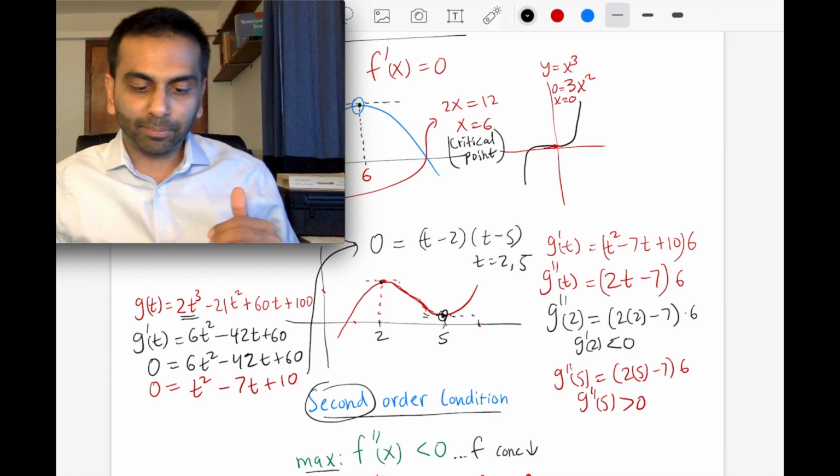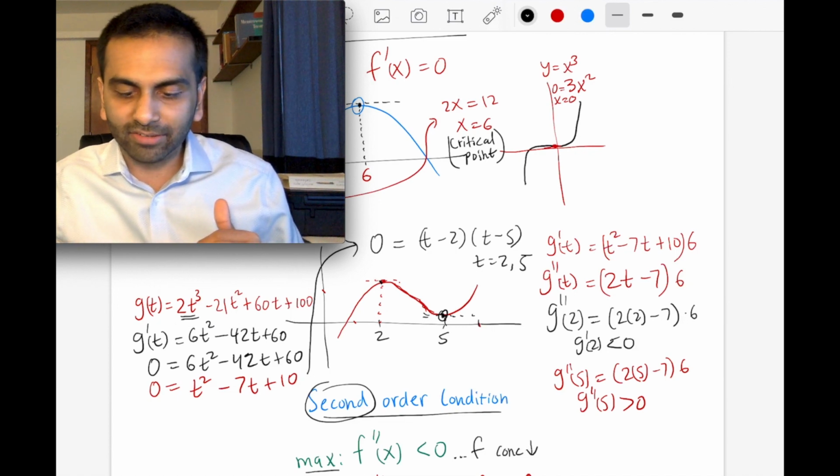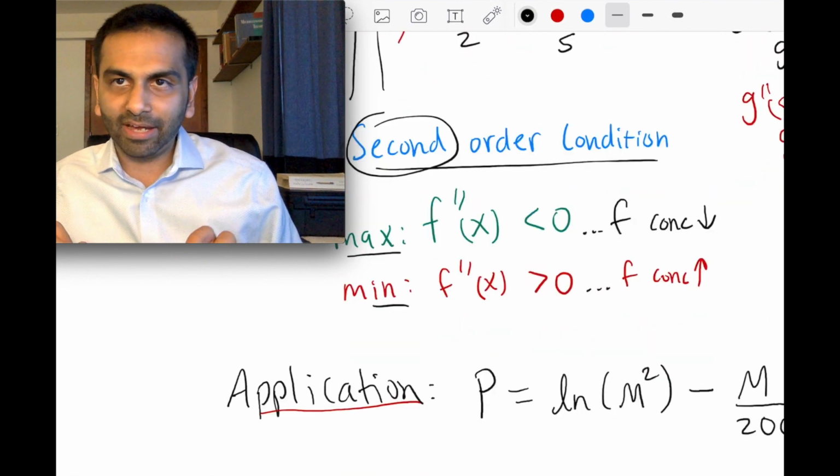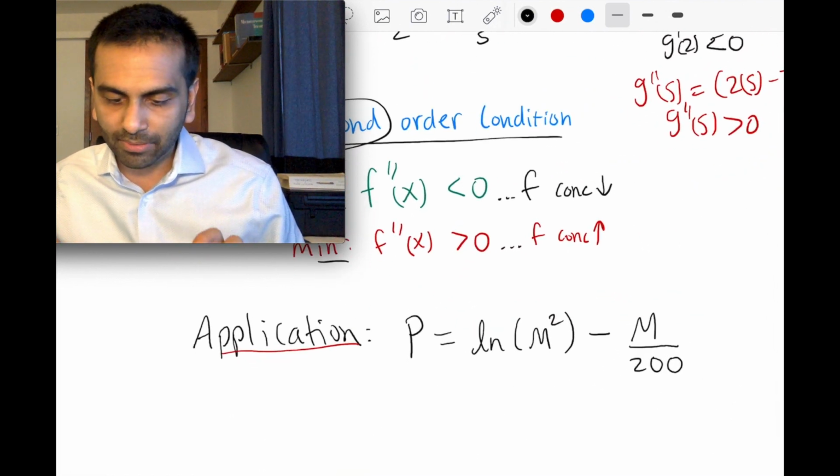And if we were to plug it into the original, we could even get the y-coordinates of those 2 points. So that's first and second order conditions. Now, finally, let's end with just an application problem.